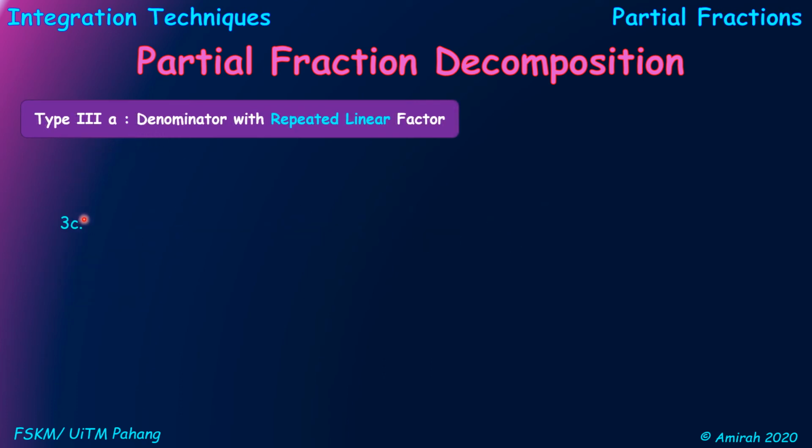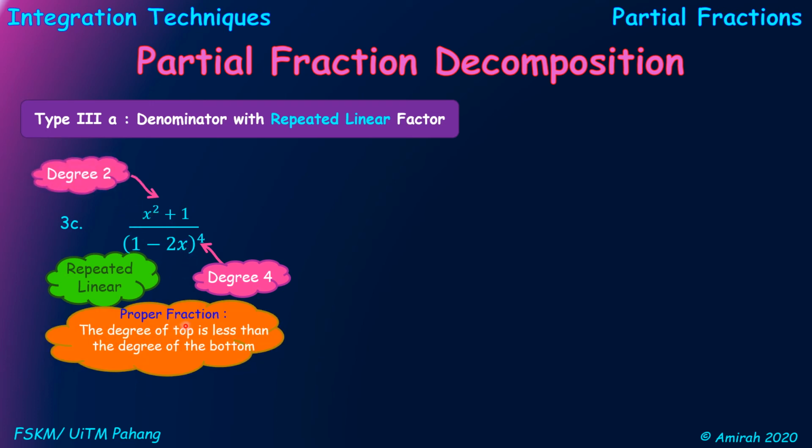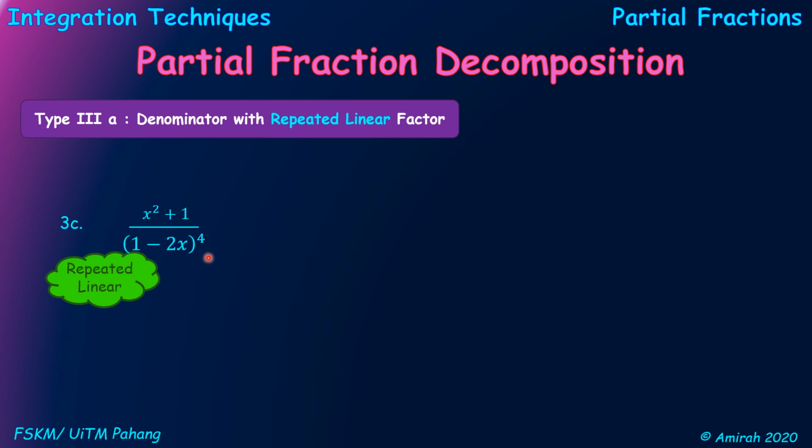Alright, now we continue with example 3c. We have the fraction x squared plus 1 over (1 minus 2x) to the power of 4. This is a repeated linear factor. When we expand the denominator, we have degree 4 here and the numerator has degree 2. So this is a proper fraction because the degree of the top is less than the degree of the bottom. So we can write it as the sum of partial fractions without doing long division.